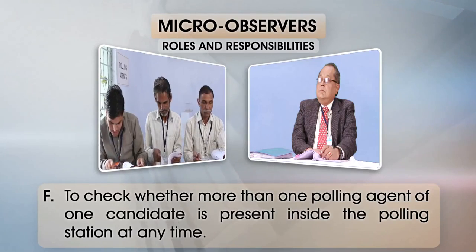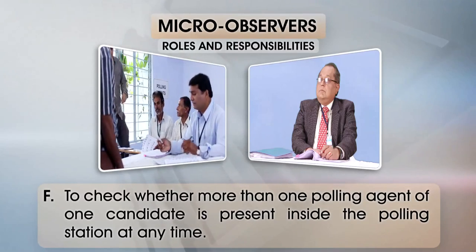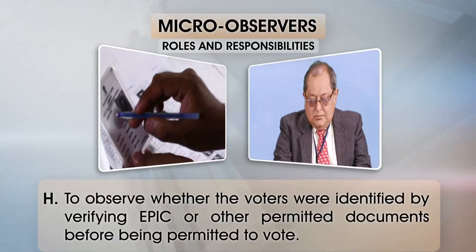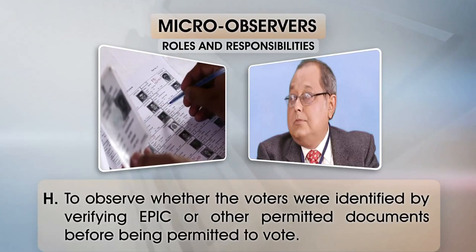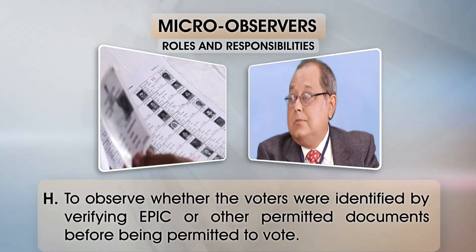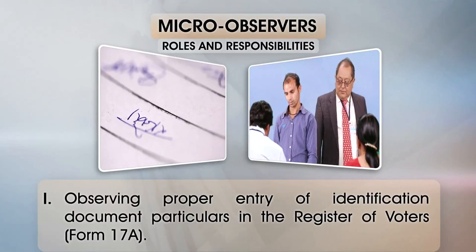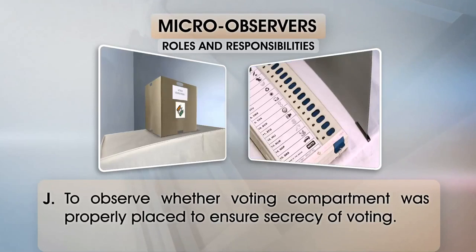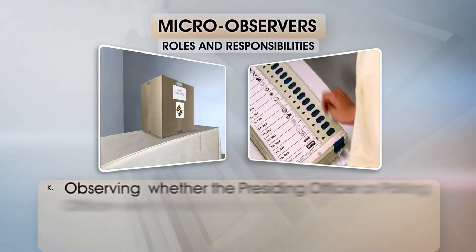To check whether more than one polling agent of one candidate is present inside the polling station at any time. To observe whether the entry pass system for agents is being followed or not. To observe whether the voters were identified by verifying EPIC or other permitted documents before being permitted to vote. Observing proper entry of identification document particulars in the Register of Voters, Form 17A. To observe whether voting compartment was properly placed to ensure secrecy of voting.